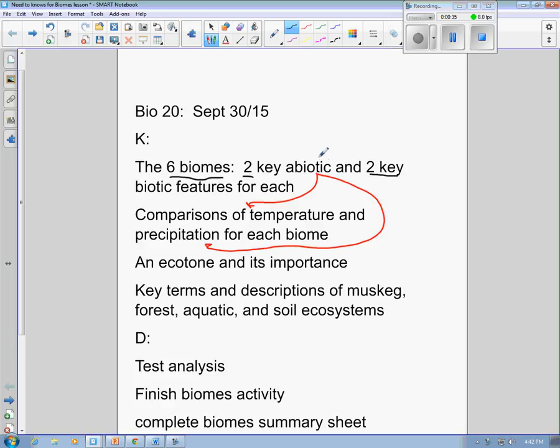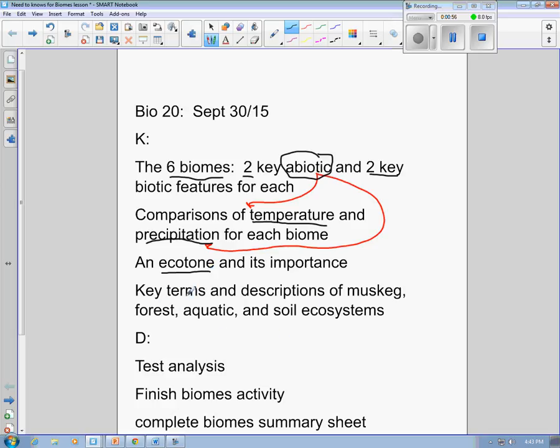And just as a hint on the abiotic side of things, we're really going to focus in on temperature and precipitation as 2 key features of every biome, and that of course will determine a lot of what can grow there and what can live there. Make sure you know what an ecotone is. You can get that straight out of your textbook.